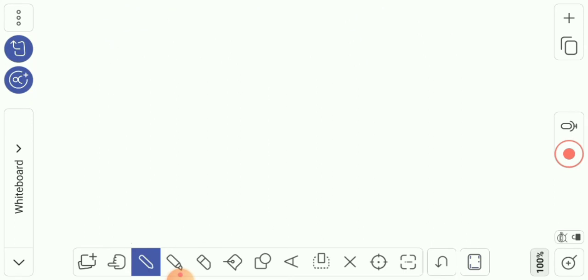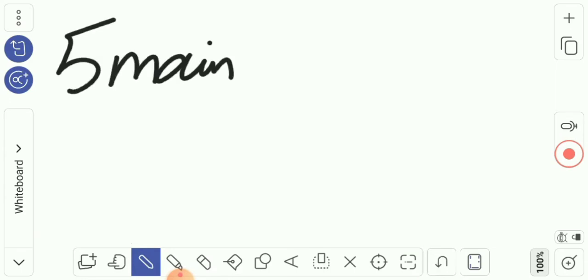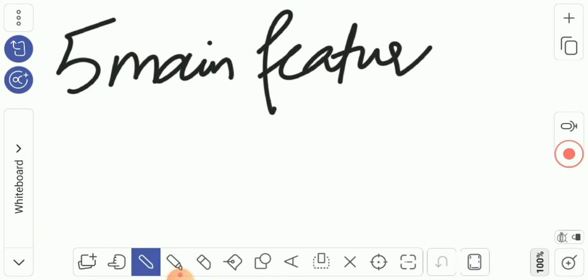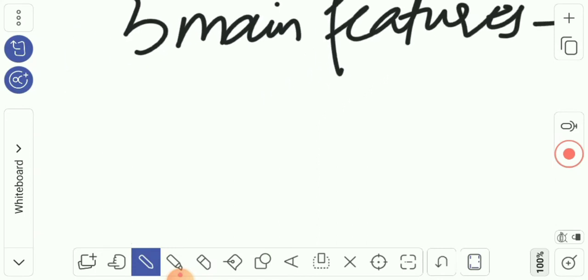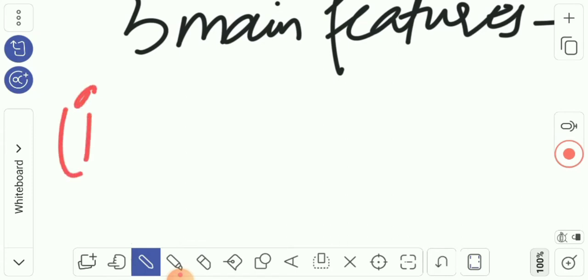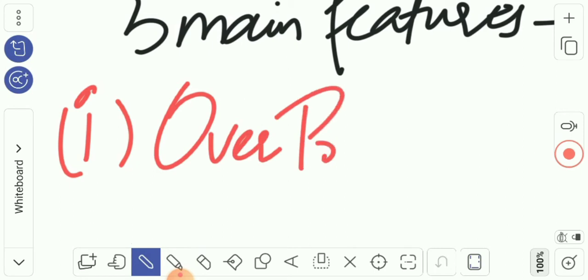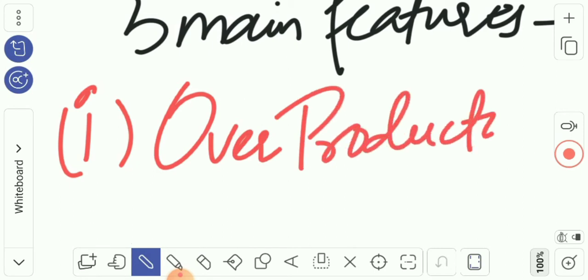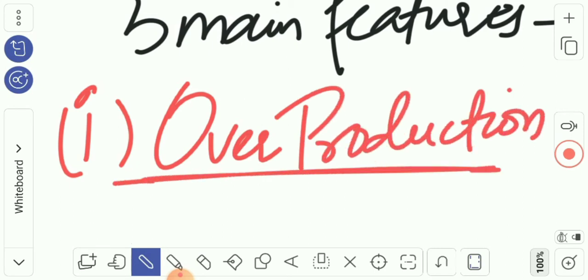Okay. So, what were the main features of this theory? There were 5 main features of this theory. We are going to study the 5 main features of this theory. Okay. So the first feature, overproduction. This was the first feature.